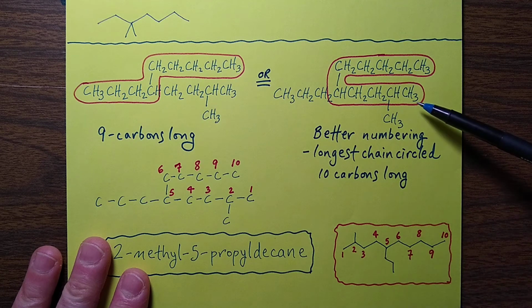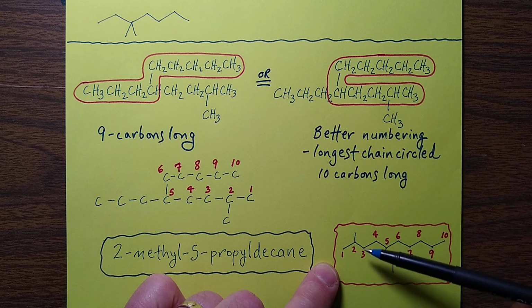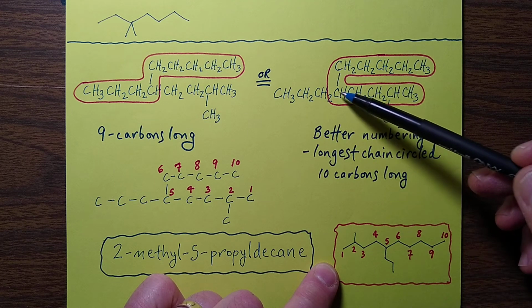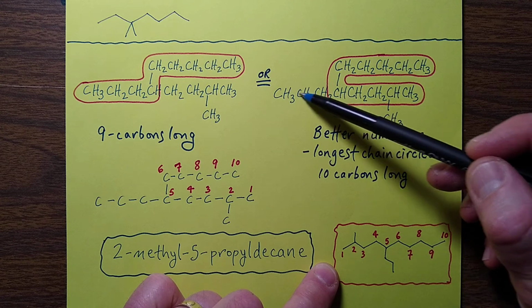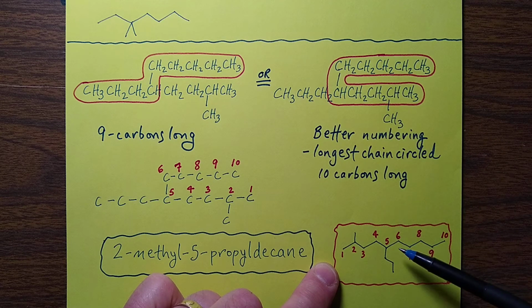But here is carbon 1, carbon 2 with my branch, 3, 4. And then I come to the 5th, that one. And I have a propyl group. So here's the propyl group, 1, 2, 3. And then the 6th carbon, 7, 8, 9, 10.